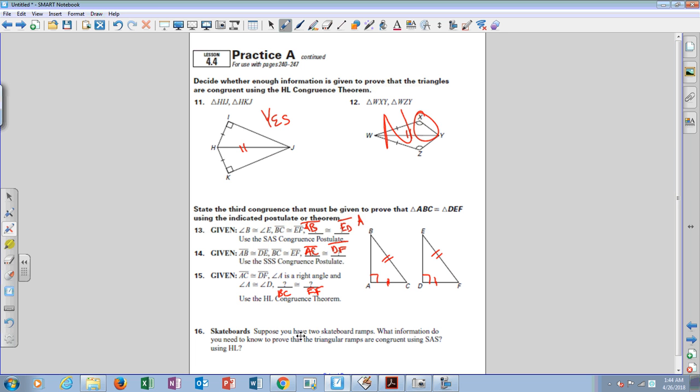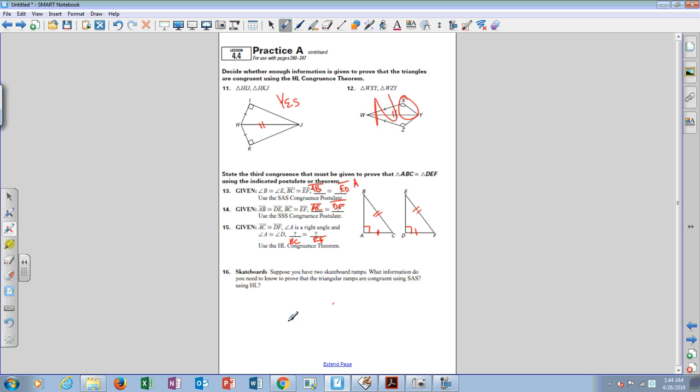Number 16, suppose you have two skateboard ramps. What information do you need to know to prove that the triangular ramps are congruent using side angle side? So if we need side angle side, prove that these two triangles are congruent. I'm going to draw them, they're not going to be congruent, so kind of ruins it, but you'll understand the point.